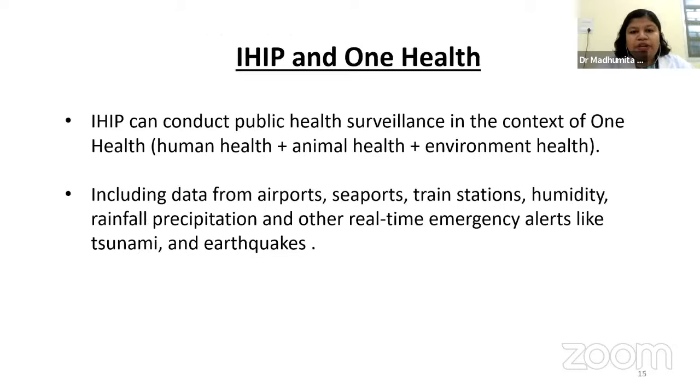Coming to IHIP and One Health, IHIP can conduct public health surveillance in the context of One Health, which is an amalgamation of animal health, human health, and environmental health. They include data from airports, seaports, train stations, humidity, rainfall, precipitation, and other real-time emergency alerts like tsunamis and earthquakes.